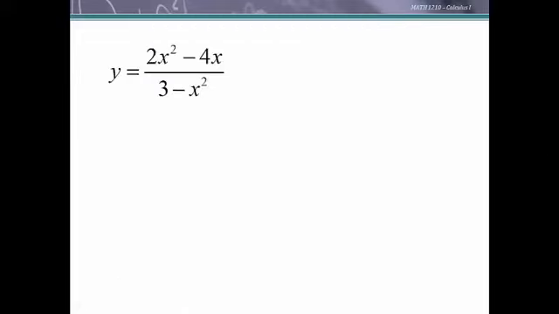So let's go ahead and look at a rational function that would have asymptotes so we can see how to apply these definitions. First, looking at horizontal asymptotes, we would look at the limit as x approaches infinity of 2x squared minus 4x over 3 minus x squared. Well, we know how to find the limit. We could either multiply numerator and denominator by 1 over x squared and then let x approach infinity, or we could apply L'Hopital's rule because this is indeterminate, infinity over infinity. Let's do that since we just learned that.